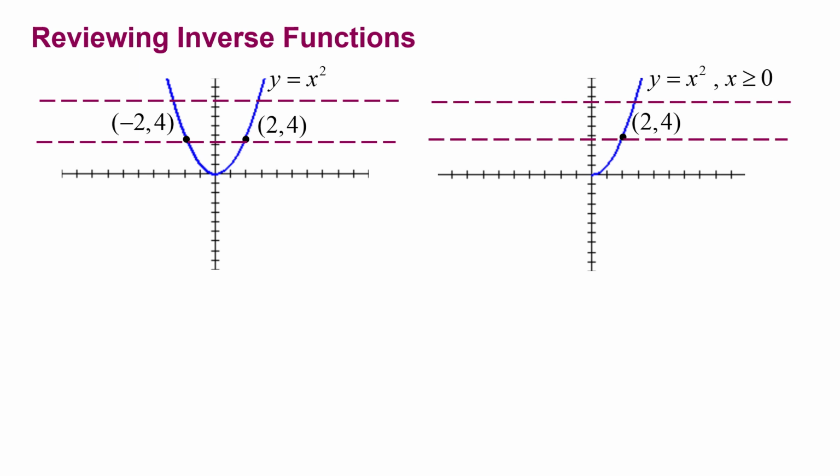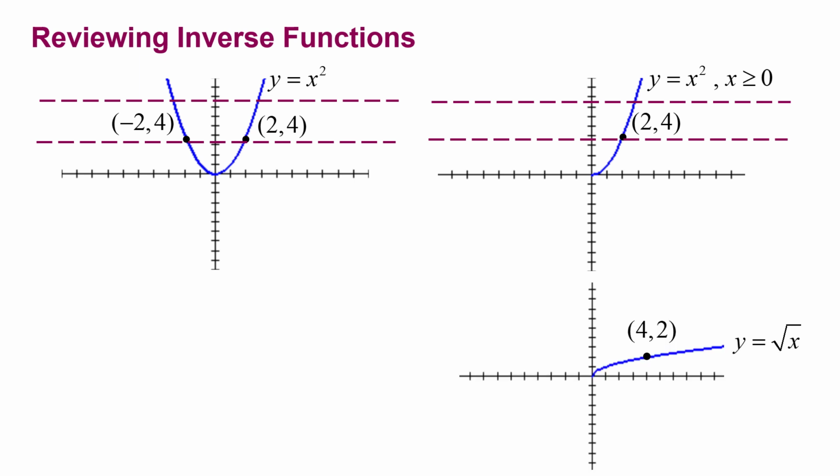It passes the horizontal line test, and thus its inverse, which is the square root function, will pass the vertical line test. Here we've graphed y equals square root x in the same window, and I've plotted the point (4, 2) that's on the graph of the square root function. And again, since the square with restricted domain x greater than or equal to 0 is one-to-one, then its inverse y equals square root of x will pass the vertical line test and is a function.